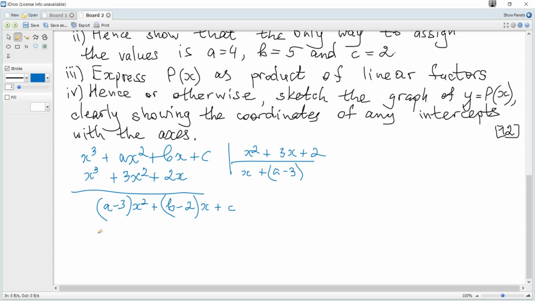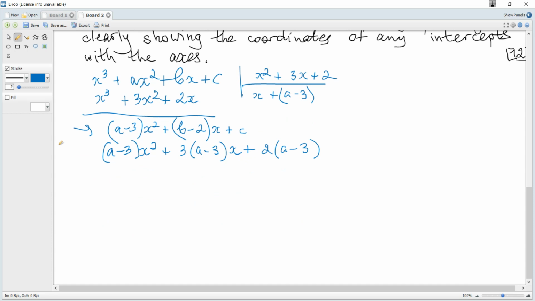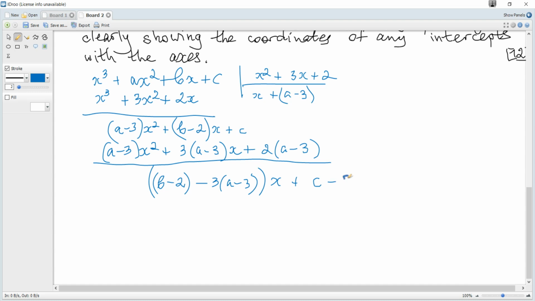So it becomes a minus 3x squared plus 3a minus 3x plus 2 multiplied by a minus 3, and again this row minus this row, and we get b minus 2 minus 3 times a minus 3x plus c minus 2 times a minus 3, and it's the remainder, and this remainder must be 0 because it's a factor, or a given polynomial p of x is equal to this multiplied by this without remainder.